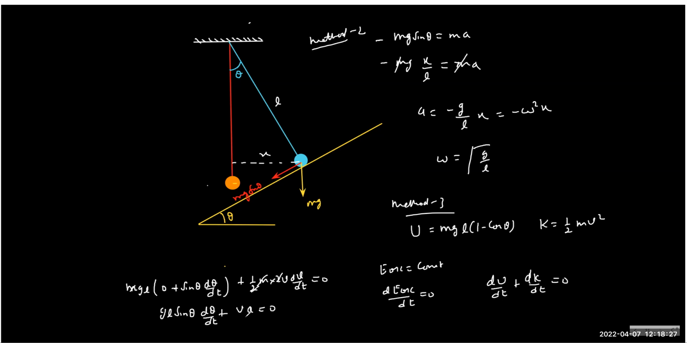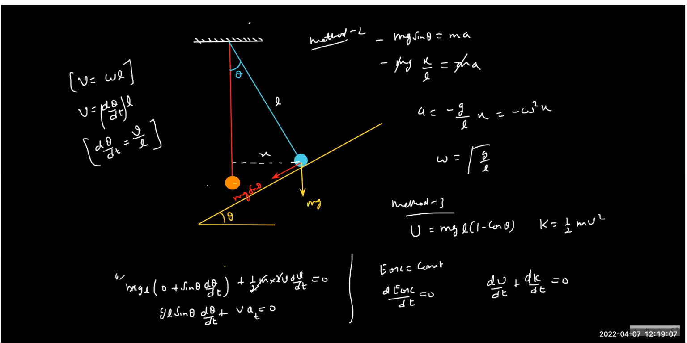Now, there are two ways to solve. Either you convert this into alpha and all. So v dv by dt, this is the tangential acceleration, and tangential acceleration we can write as alpha into R. Also, you can realize that the velocity will be nothing but omega into R. So v we can also write as d theta by dt into L. So d theta by dt will be v by L.